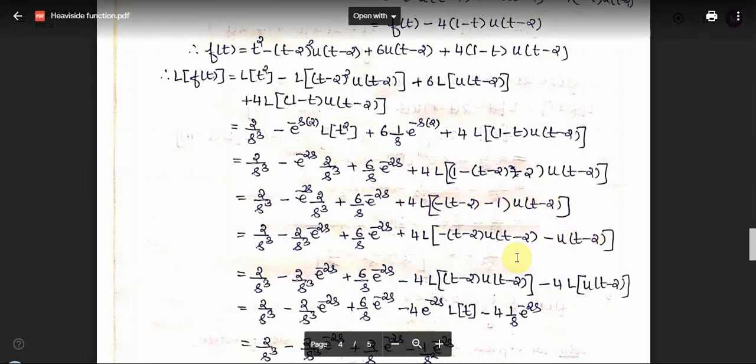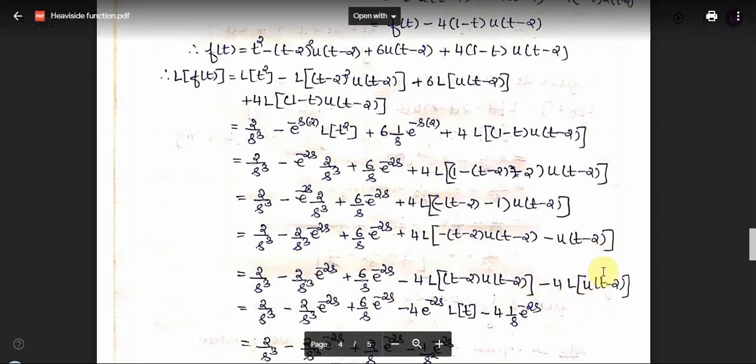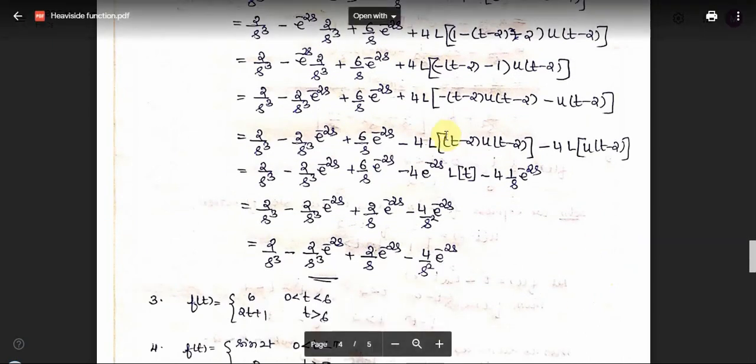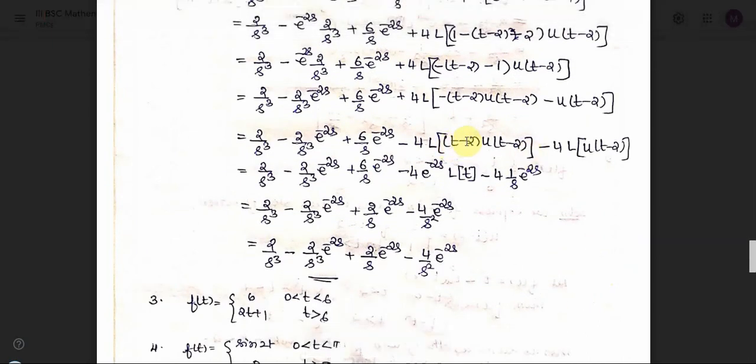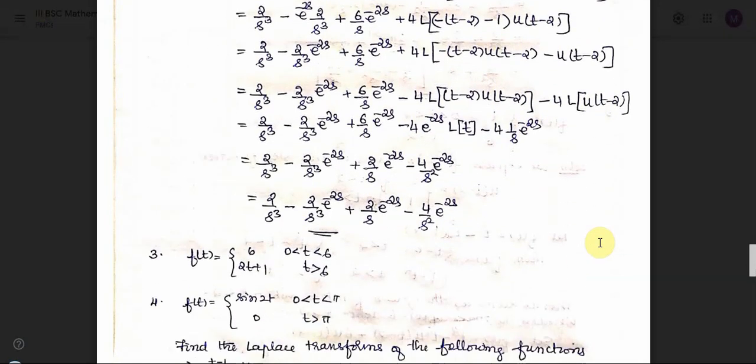Therefore, now I can take the Laplace transform, plus 4 into L of this one, minus this 4 is to be multiplied into L of u of t minus 2, minus 4 into L of this term. Then take the Laplace transform. Here the function, if I remove this minus 2, is t, therefore L of t, and this is direct formula for L of u of t minus 2. Simplify, this is going to be my answer. You can do the simplification beforehand before taking the Laplace transform. Since I did not observe this, I have solved it in the coming steps.